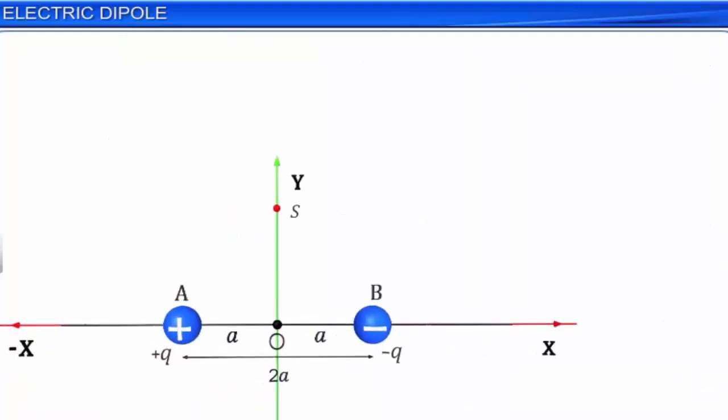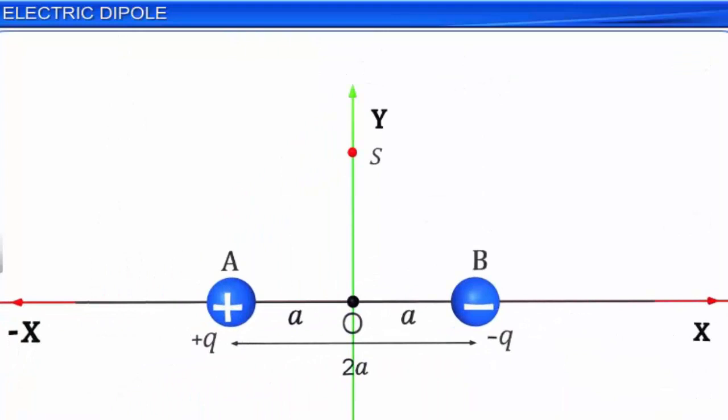From the expression of the dipole moment, we get charge Q is equal to P by 2a. Hence, as the length of dipole 2a tends to 0, the magnitude of the charge Q tends to infinity, so that the dipole moment P is equal to 2aQ becomes finite.